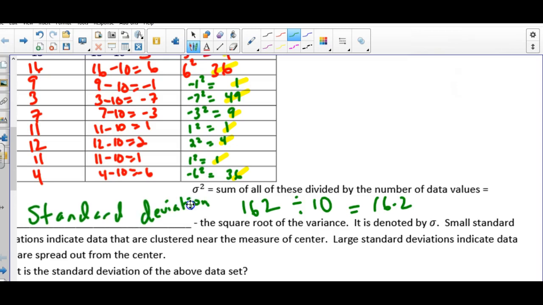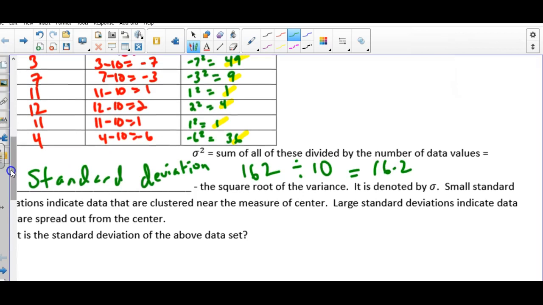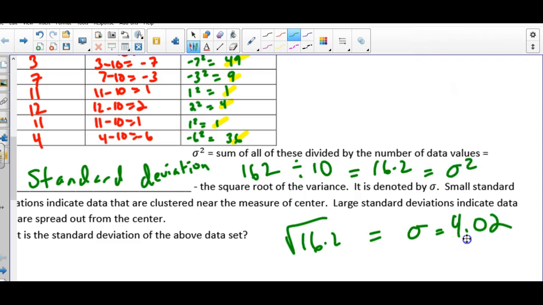Now 16.2, I use that to find what's called the standard deviation. The standard deviation is the square root of the variance. Well, 16.2 is the variance. If I take the square root of the variance, that'll give me the standard deviation of 4.02. This is the variance. This is the standard deviation.